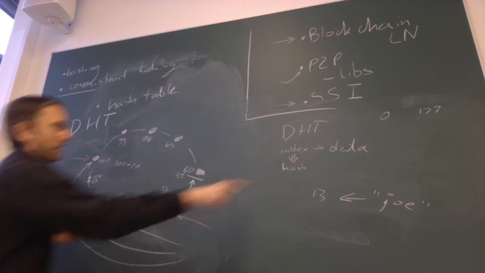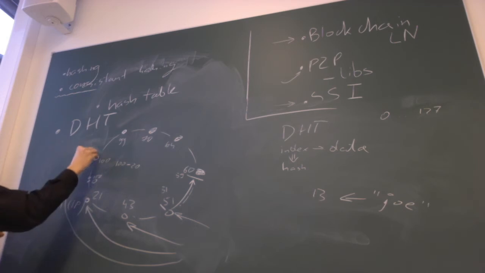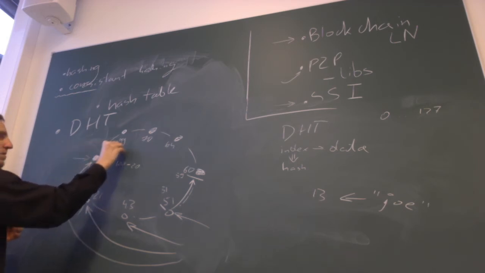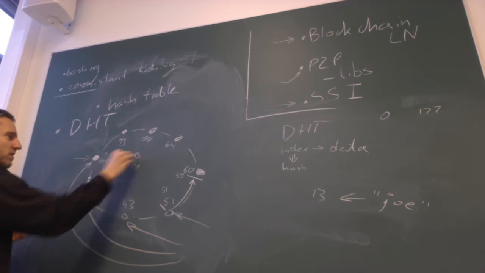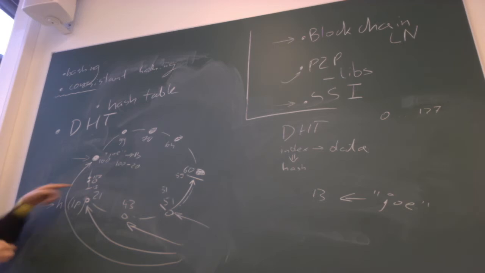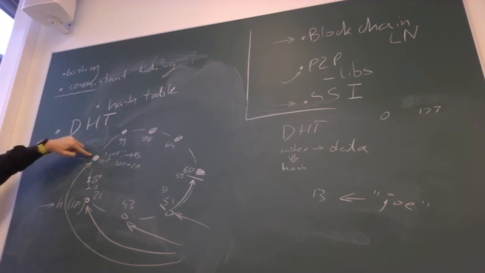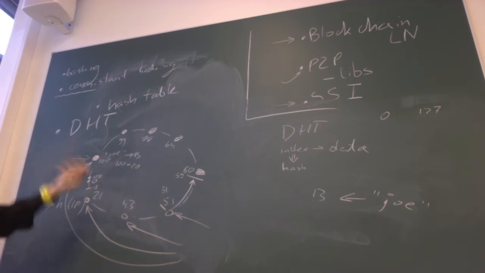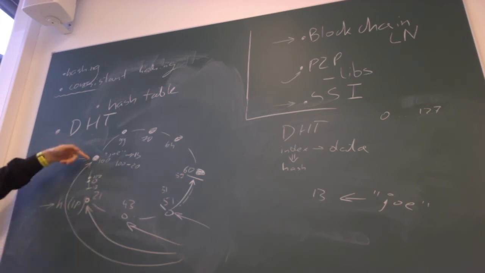So now I will store Joe with this guy. So this guy will store Joe, which is index 13. So my data point here, 13, is managed by this guy, right? And then when I need to look it up, I run a similar query, and then I get to the node who is responsible for storing that particular item, and then I will read it.